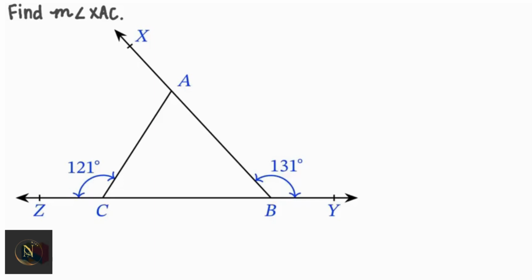Find the measure of angle XAC. Angle XAC is this exterior angle. It's an angle that's on the outside of a polygon. Now, it has to be one of the polygon sides extended and then the angle adjacent to it.